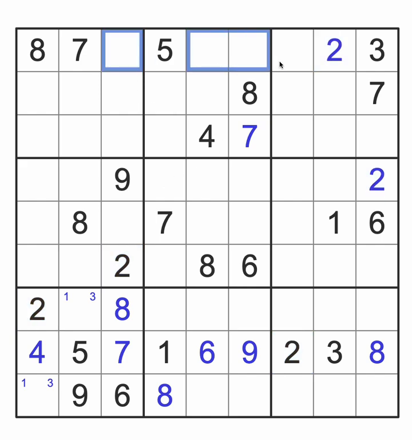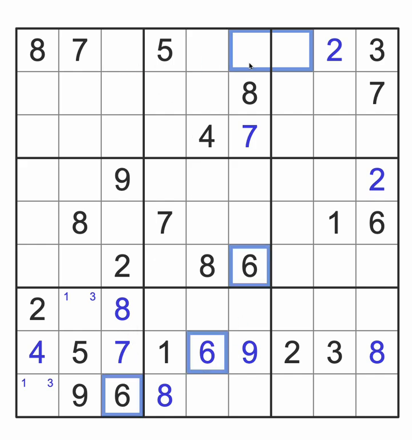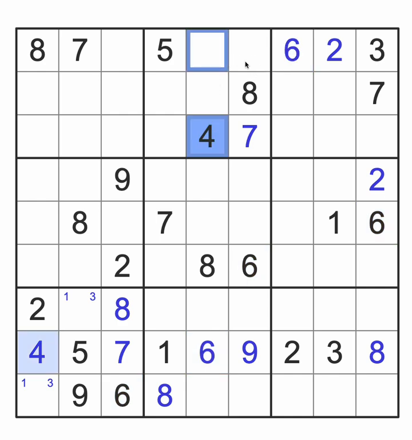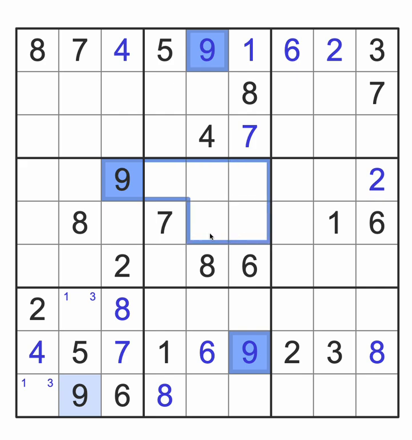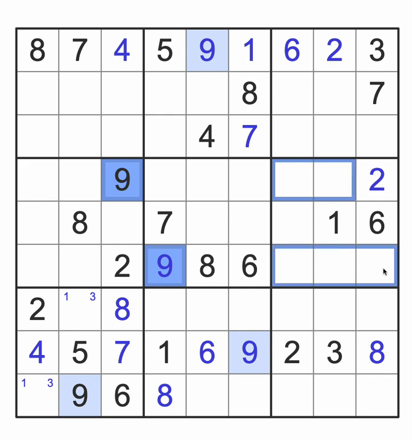Okay, looking at row 1, 6, 6, 6 block these 3 cells. So 6 has to be here. 1, 4, 9. 4 blocks these. Gives me 4 here. This row now is missing 1 and 9. 9 is here, so this is 1. And this is 9. 9 and 9 and 9 block these. Gives me 9 here. 9 and 9 block these. Gives me 9 here.